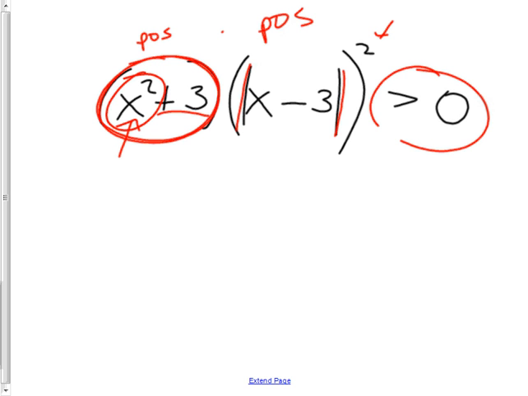Good. Good. It's not negative 3, though. Pretty sure it's just plain old 3.